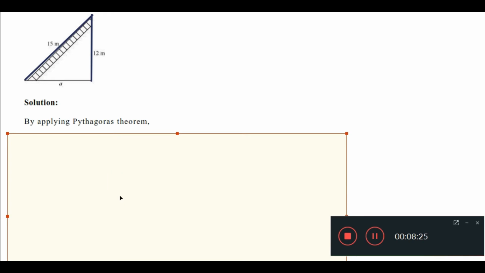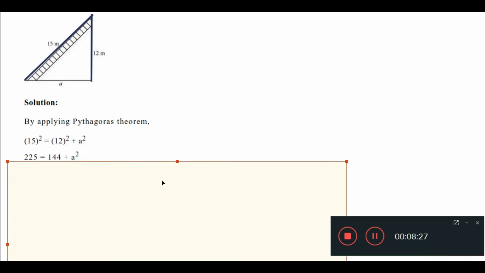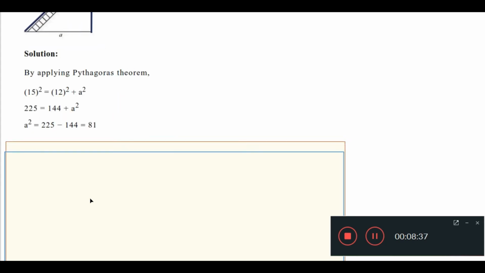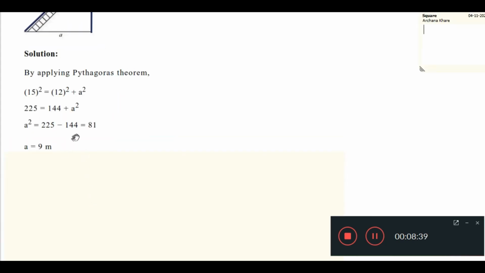So what is 15 squared? 15 squared is 225 and 12 squared is 144. 15 into 15 is 225, 12 into 12 is 144. So when we subtract, what will we get here? We will get 81, and 81 is the square of 9. 9 nines are 81.